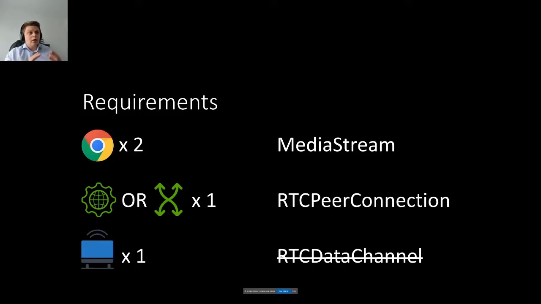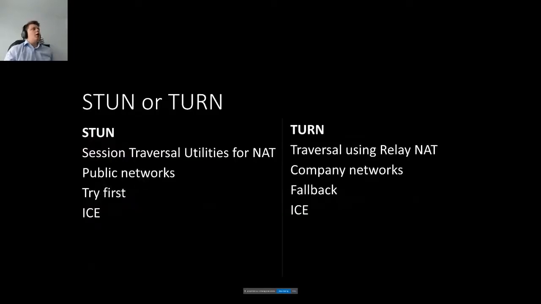So on the right side, you can see the three web APIs that we're going to use, which are the media stream and the RTC peer connection. Well, we could use the RTC data channel as well in the browser, but we're not going to use that. That's mostly used for chatting, but we're only going to use video and audio for now. All right, onto the STUN and TURN server.